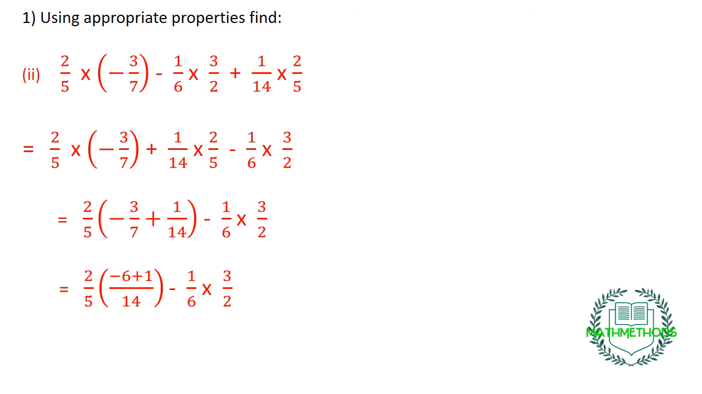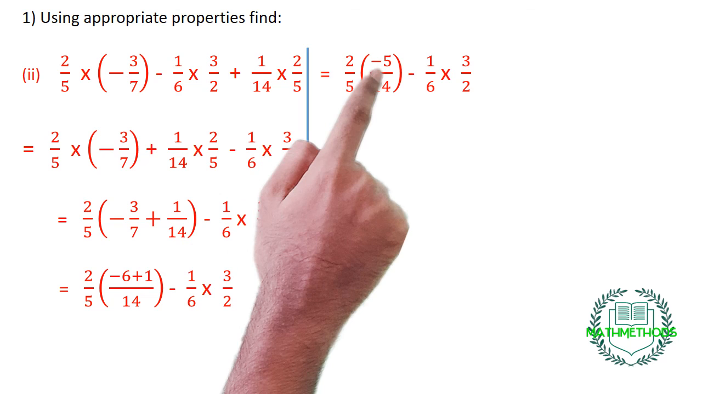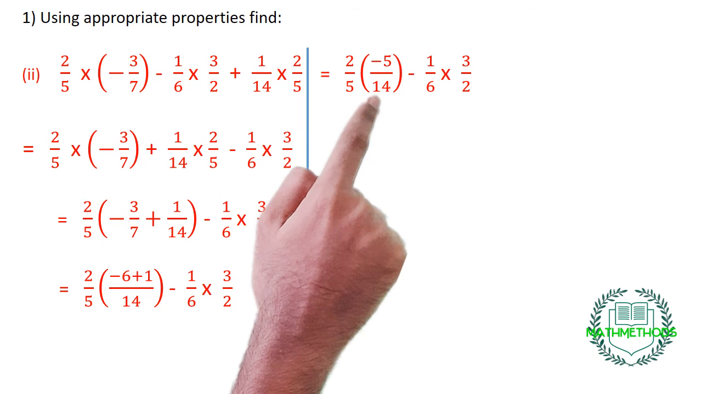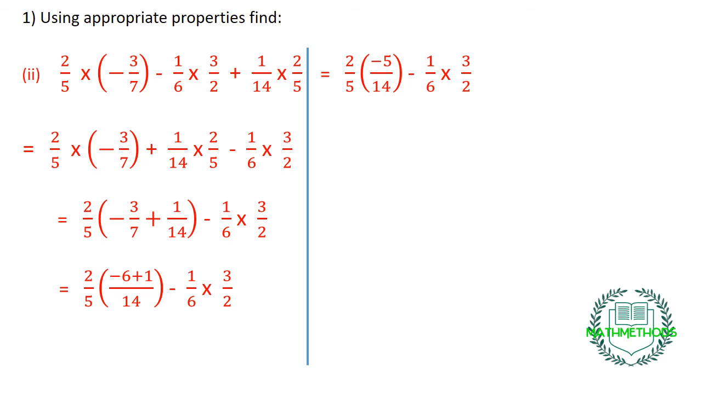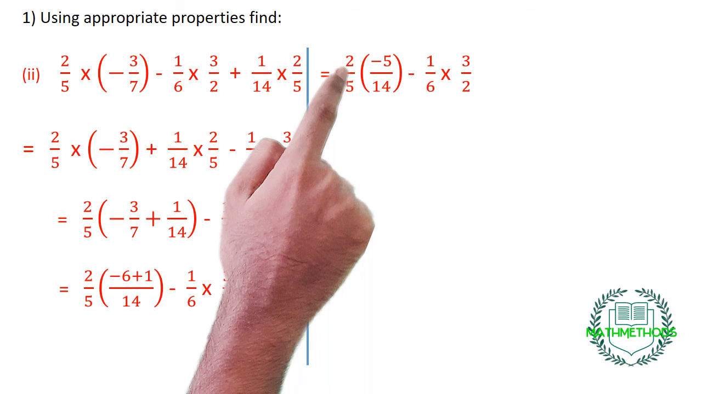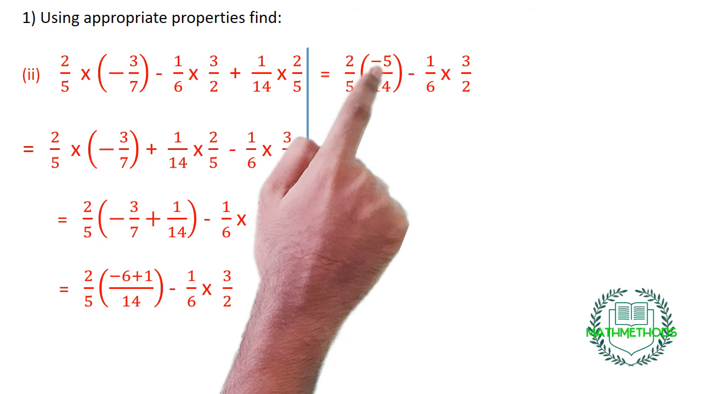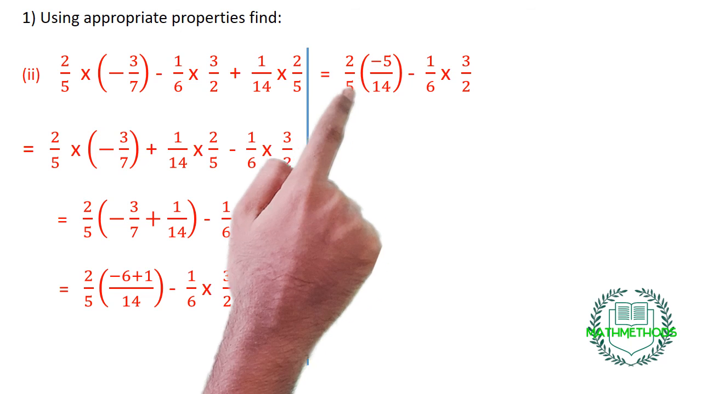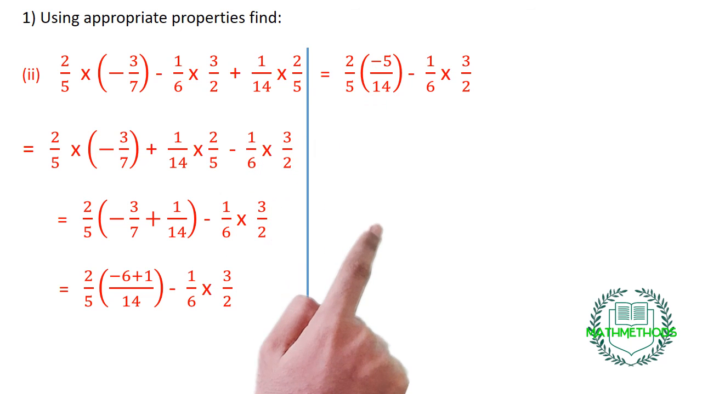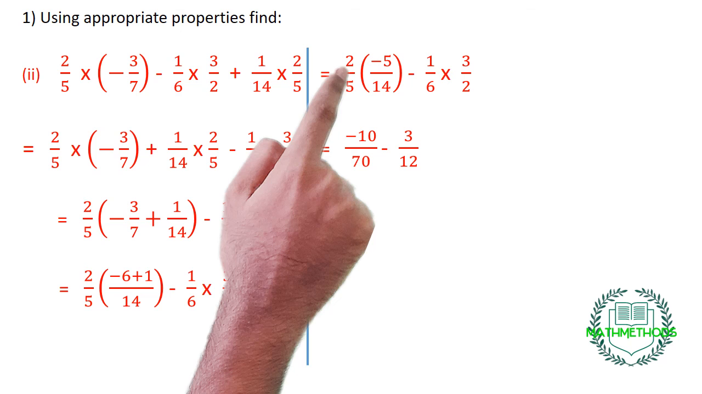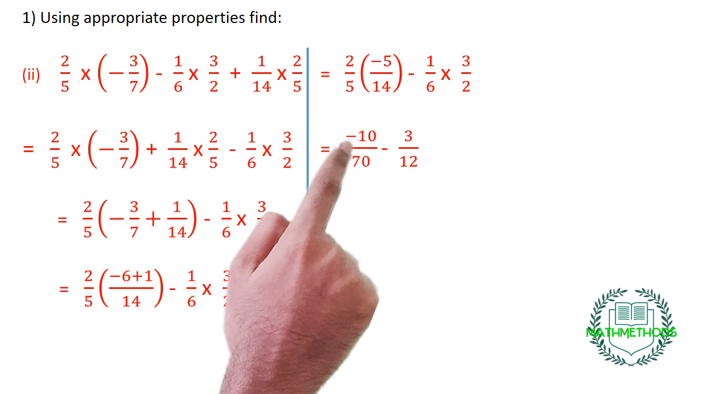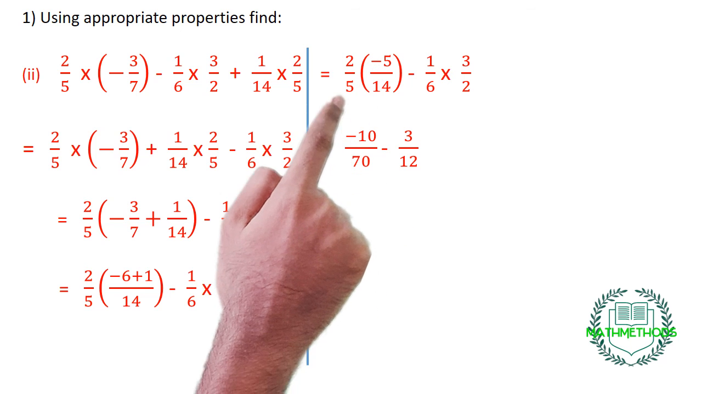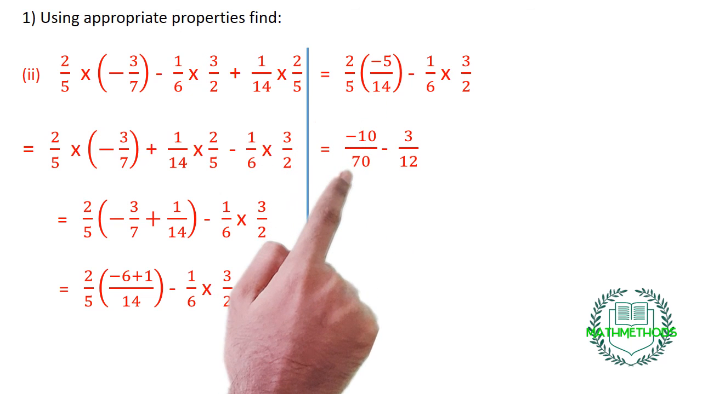We have still not finished solving the bracket. So now minus 6 plus 1 gives us minus 5. Minus 5 upon 14. Now we have finished inside the bracket. Next we'll go for multiplications. 2 multiplied by minus 5 is minus 10 and 5 multiplied by 14 is 70.